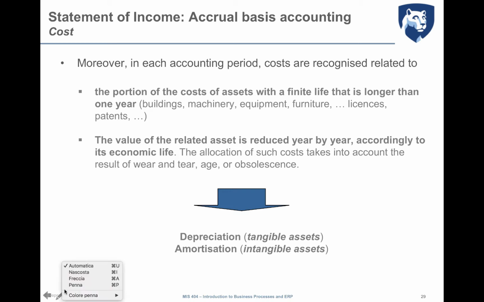This value and this logic is called depreciation when we are dealing with tangible assets, or amortization when we are dealing with an intangible asset. So, examples of tangible assets are plants, machineries, buildings, while intangible assets are like patents or research and development expenditure and so on. But we will analyze it more in detail in the next section.